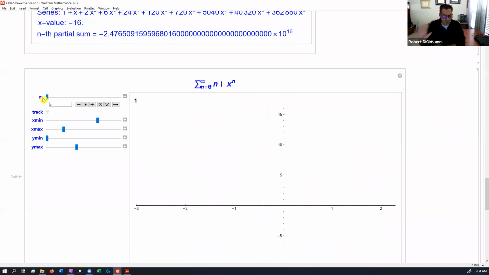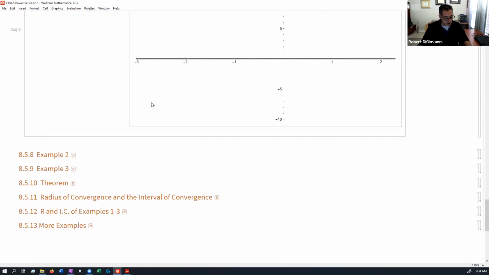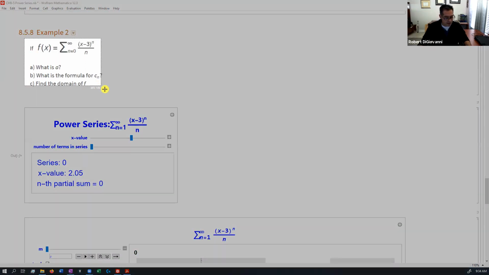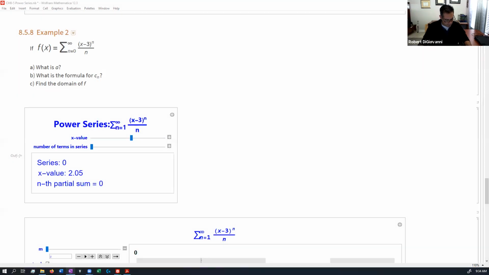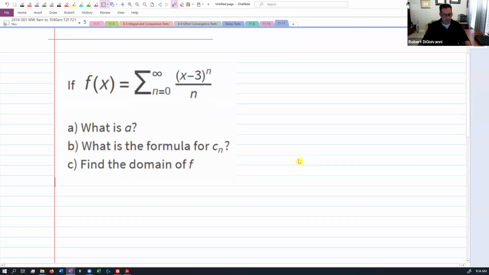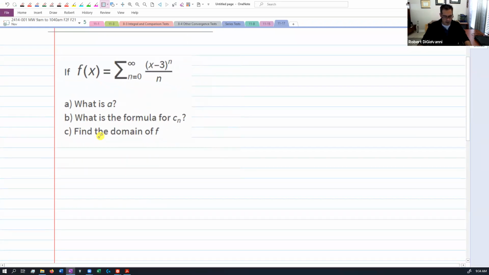So look, if you're still unsure about what we're doing right now, let me do 2 more examples. As I do the next 2, hopefully it will start to come to light what's going on here. So let's look at our second example. I want us to do the same exact thing for this one. It might help you to look at it like this: 1 over n times x minus 3 to the n.